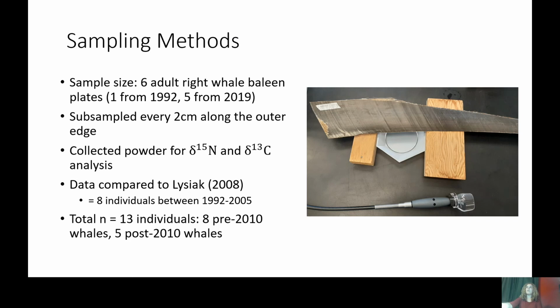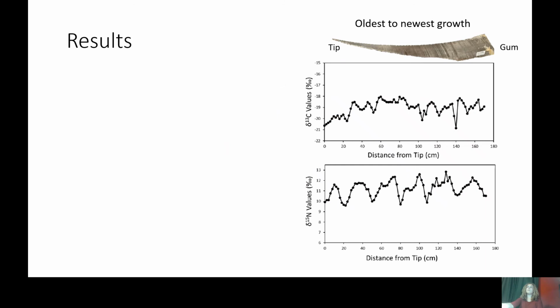So these are the results from one of the individuals with the delta 13C values in the top graph and the delta 15N values in the bottom graph. Along the x-axis is the distance from the tip of the baleen plate, so that the data points demonstrate the isotopic values of the full baleen plate from the oldest growth to the newest growth. Baleen is made from a metabolically inert tissue, which incorporates the isotope ratios of the whale over the past several years of its life. So it's a useful tool for understanding an individual's feeding behavior and where that individual may have been traveling to in the past 7 or so years before it died.